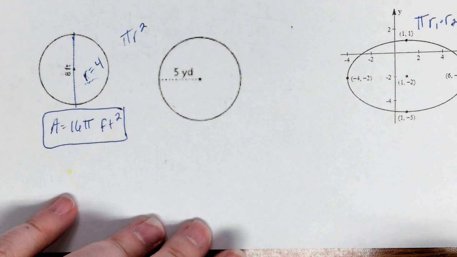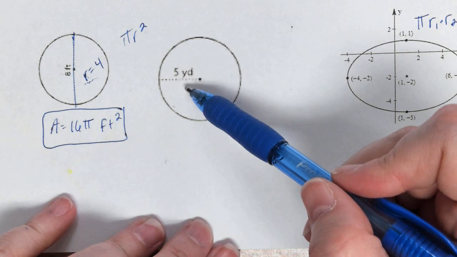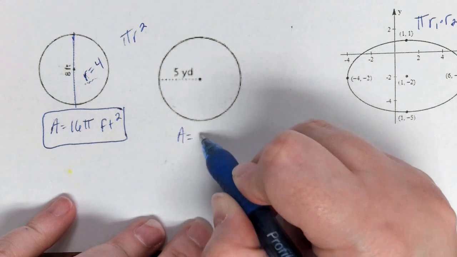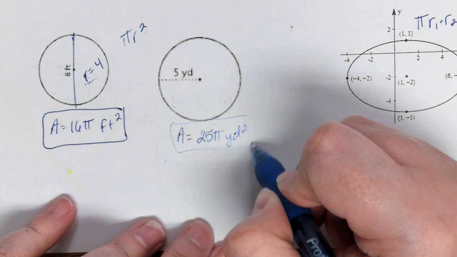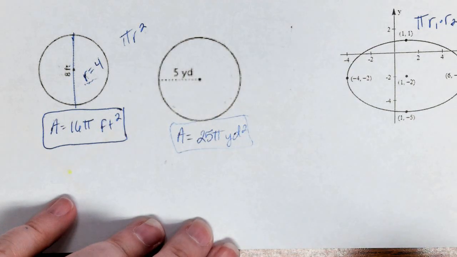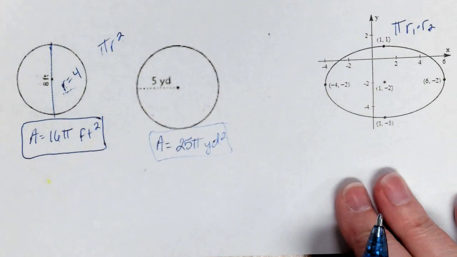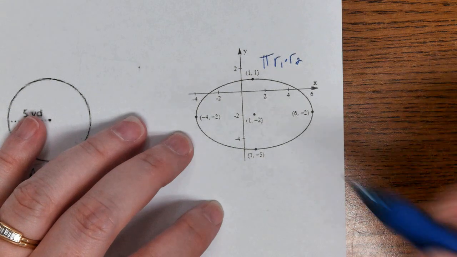Circles are one of the easiest ones. On this one, it would be just as easy because they gave you the radius. What's 5 squared? 25. So you put 25 pi, and then this one was yard squared. So they go really easy when it's circles. Okay. For the ellipse, it's almost as easy, but the only difference is you have to use two different radiuses.